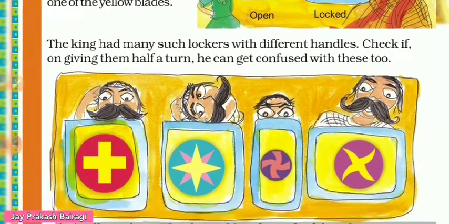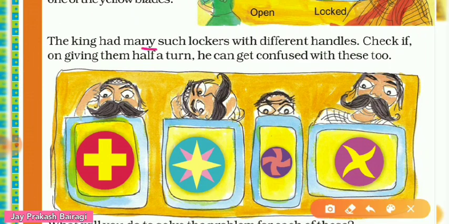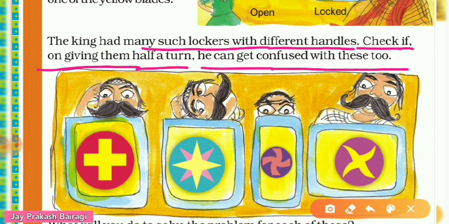Now come to the next. The king had many such lockers with different handles. Check if, on giving them half a turn, he can get confused with these too.